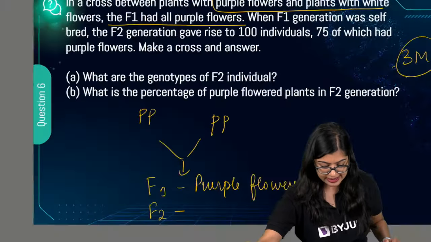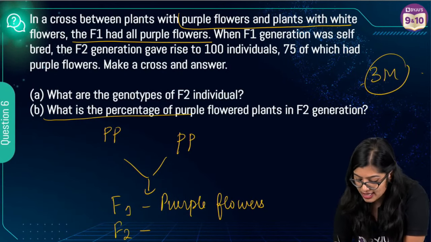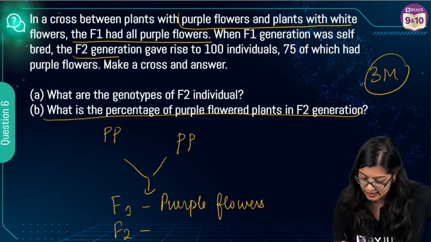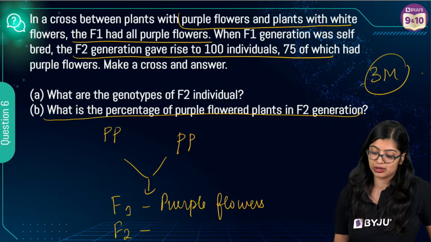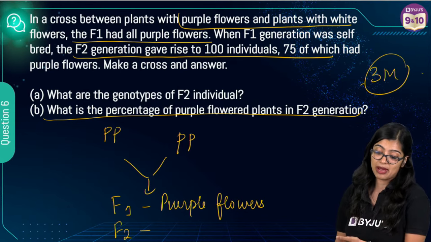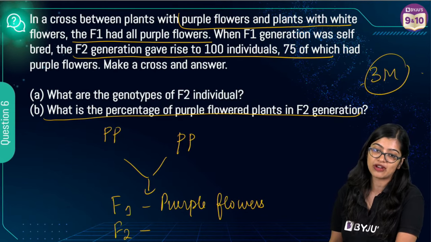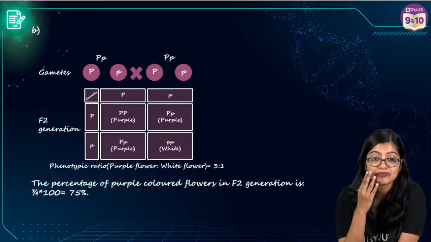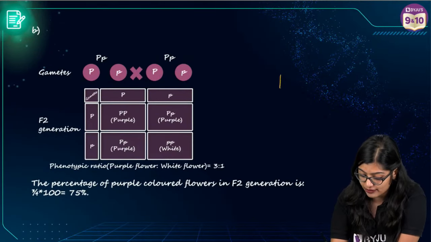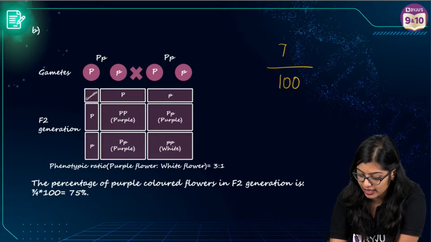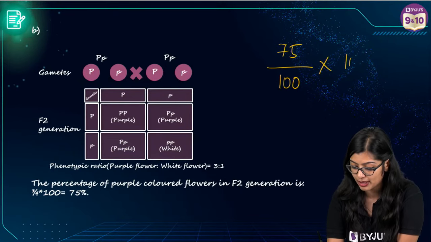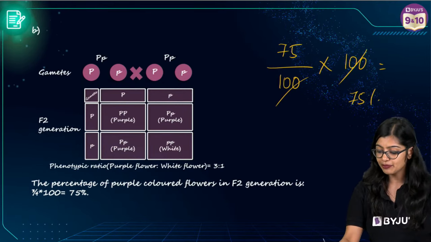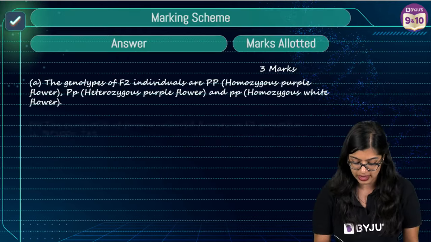let me just go back there. The second part of the question is, what is the percentage of purple flowers in F2? They've told us that in F2, if 100 individuals are there and 75 of them had purple flowers, what is the percentage of purple flowers? So easy. One mark you will easily get like this only, right? Exactly. If 100 of them are there, out of which 75 are purple, the percentage is nothing but 75%, right? So the correct answer here, as you see, is this.